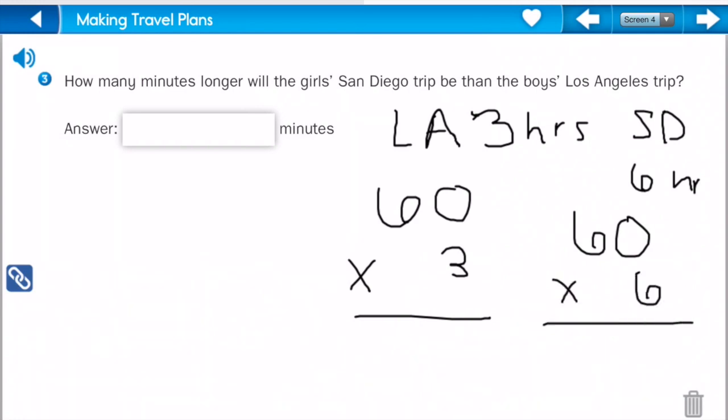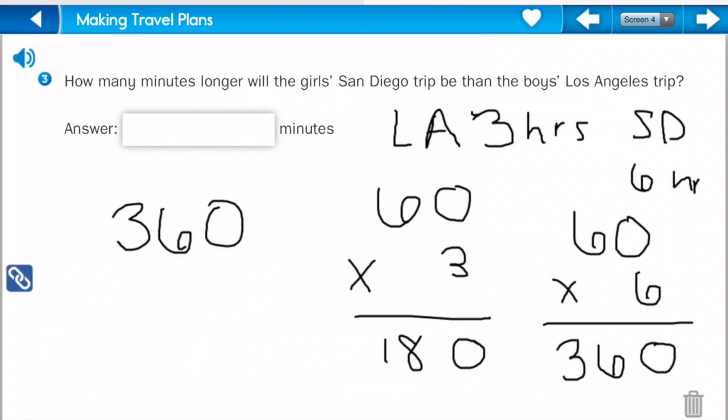0 times 6 is 0. 6 times 6 is 36. 0 times 3 is 0. 6 times 3 is 18. Alright, so it's asking how many minutes longer, so what kind of problem does that mean we're going to have to do? It's going to be subtraction. So let's take 360 and subtract 180.